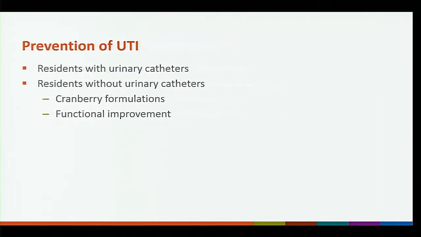So on that track, it's so important to have that standardization because we want to be able to track how well our prevention efforts are working. And it's really hard to fix a problem if you can't accurately measure a problem. And so I'm going to talk now about, again, prevention of urinary tract infections, both with urinary catheters and those without urinary catheters.